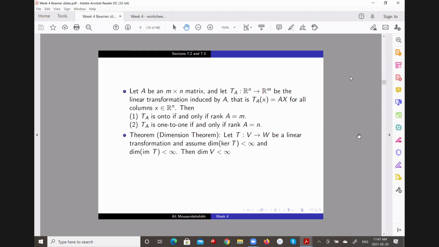One of the really nice theorems is what is known as the dimension theorem. If T goes from V to W is a linear transformation, and we know the kernel has finite dimension and so does the image, then the dimension of V is finite, and it is the sum of these two dimensions.